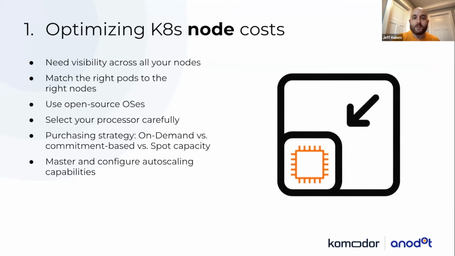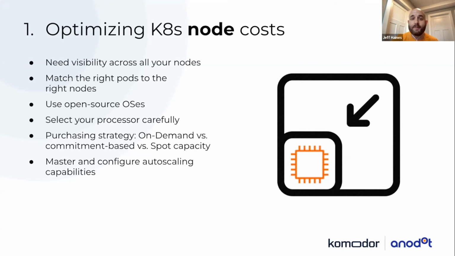This includes picking nodes with the right amount of CPU and memory resources and a ratio of the two. When possible, use open source OSs on your nodes to avoid costly licenses and license management efforts. If you choose something like a Windows OS, you're going to have to pay for that. Select your processor carefully. All 3 of the big cloud providers enable you to select your processor vendor, and each has meaningful cost impacts. In AWS, you'll usually find that ARM-based Graviton instances are more powerful and cost-effective than alternatives from AMD and Intel.